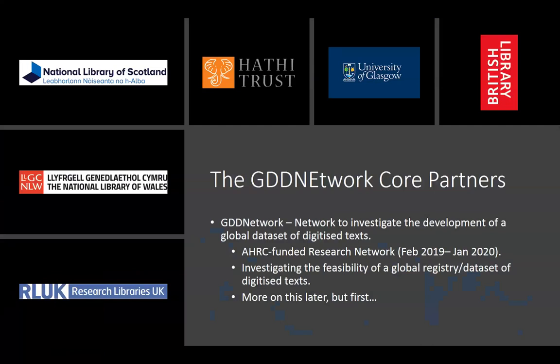but other research libraries in the university sector, primarily in the United Kingdom. So the network itself is an AHRC, Arts and Humanities Research Council, which is one of the UK Research and Innovation Council funders. The project started in February 2019 and runs through to January 2020. And we're basically investigating the feasibility, that's the interesting question, the feasibility of a global registry or data set of digitized texts.